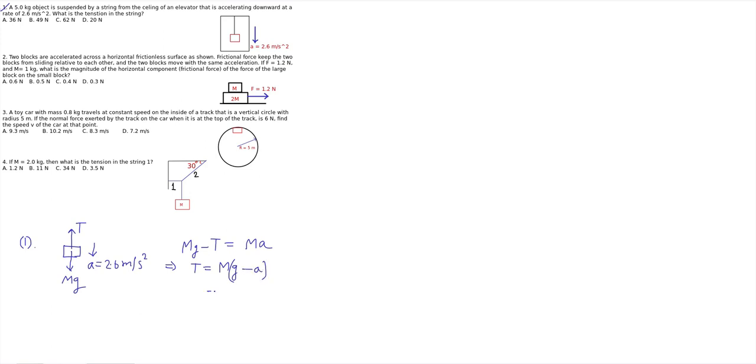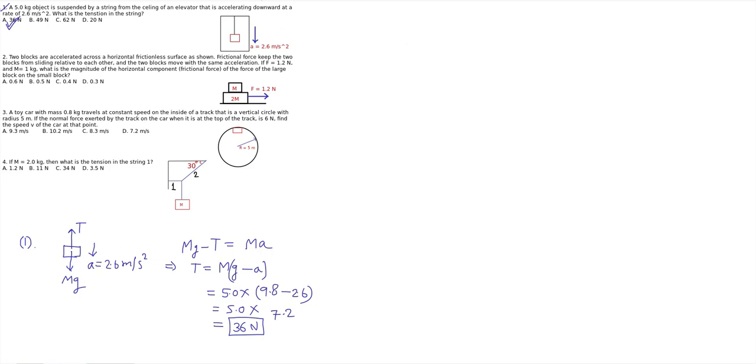And if you put the values, m is 5.0 kg and g is 9.8 meters per second square, minus acceleration which is given as 2.6. So if you put the values and solve it, 9.8 minus 2.6 is 7.2. So 5 into 7.2 is 36 Newton. So the tension force in the string will be 36 Newton. So let us see which is the correct answer. The correct answer will be the first answer, which is 36 Newton. So this was the first question.